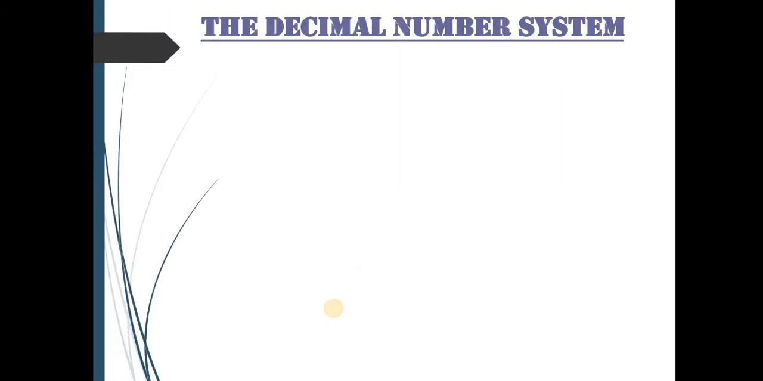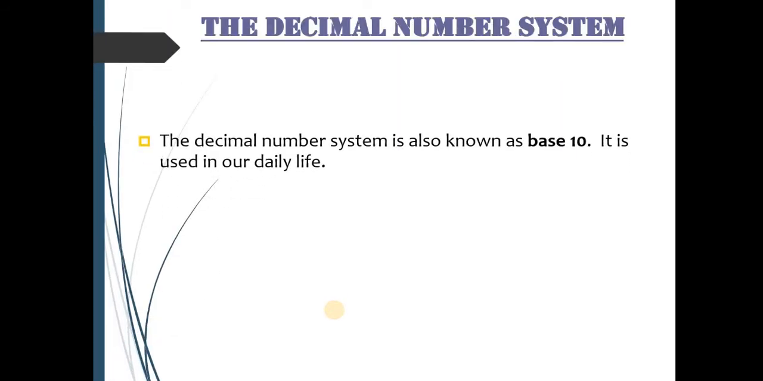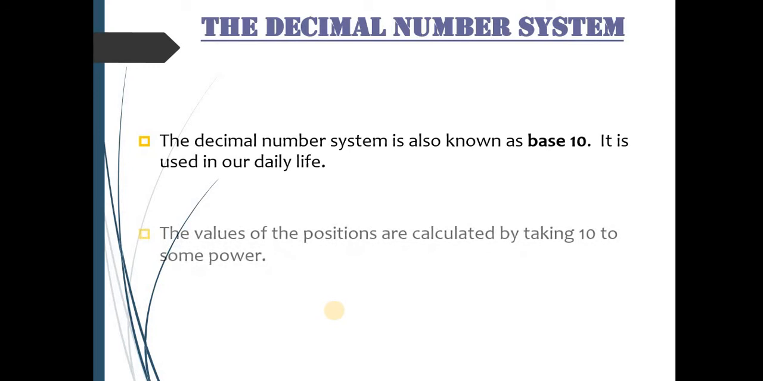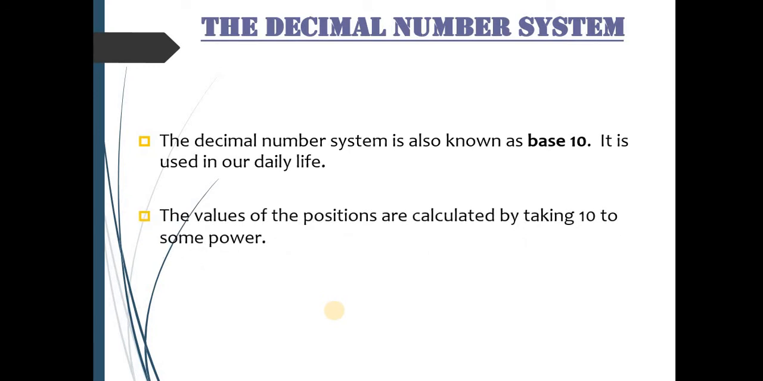So let's start with the decimal number system. Decimal number system is also known as base 10. It is used in our daily life, like when we go to the market and want to purchase something, the shopkeeper may ask you to pay 100 rupees. So 100 is a decimal number. Similarly, the report card which we get from our school contains marks, and the marks are written in the format of decimal numbers, right? Like 90, 98, 25, 33, 44. These are all decimal numbers.